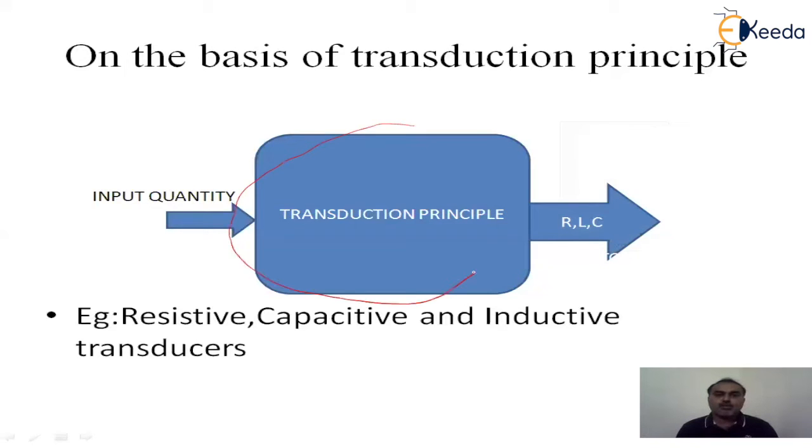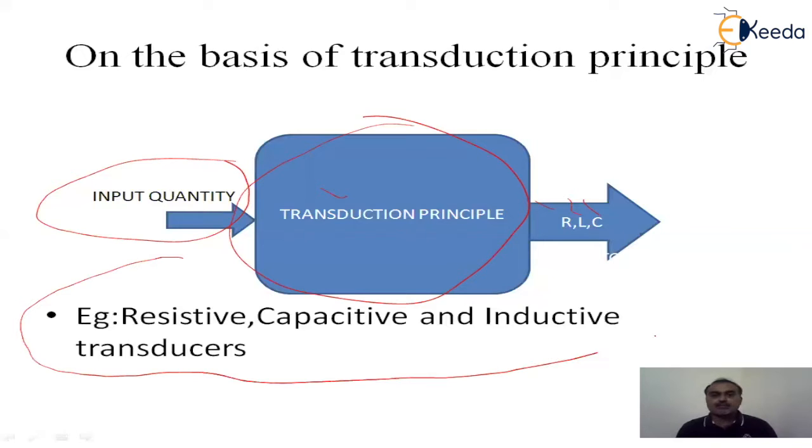This is the transduction principle where we transform the input you give. Transduction means conversion. It converts the output into resistive, inductive or capacitive form. Whatever input you give, the output will be resistive, capacitive or inductive. That's the reason the examples of these transducers are called resistive, capacitive and inductive transducers. This is on the basis of the transduction principle.